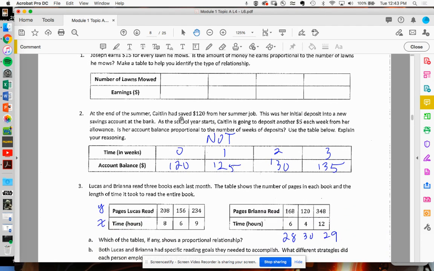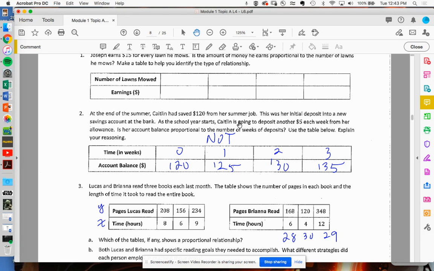Now this next one, Caitlin saved $120 from her summer job. Okay, this was her initial deposit to the bank. She was going to save it. Then as the school year starts, she gets an allowance. She puts $5 in every week. So to start off with, she had $120. Then 1 week goes by, she has 125. 2 weeks, 130. Does that make sense? Okay. Is this proportional?